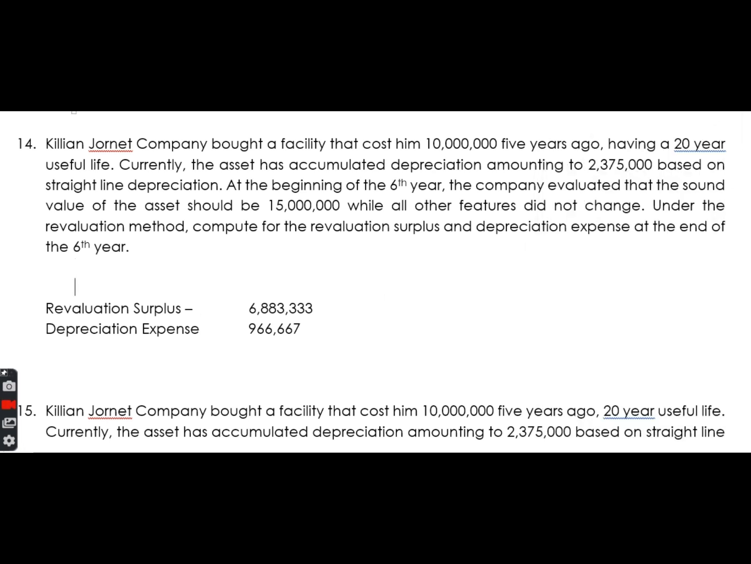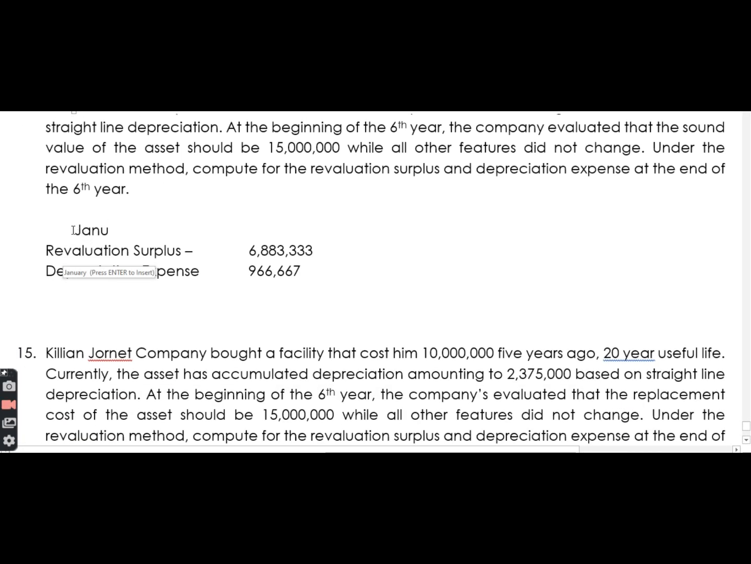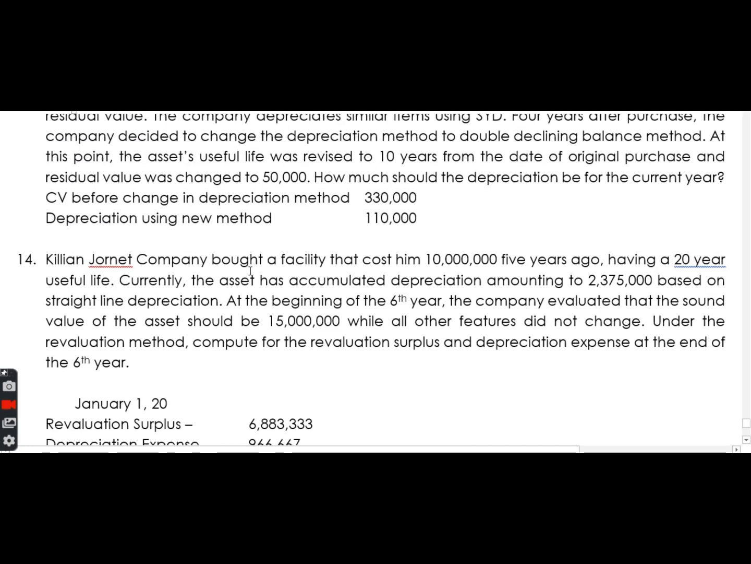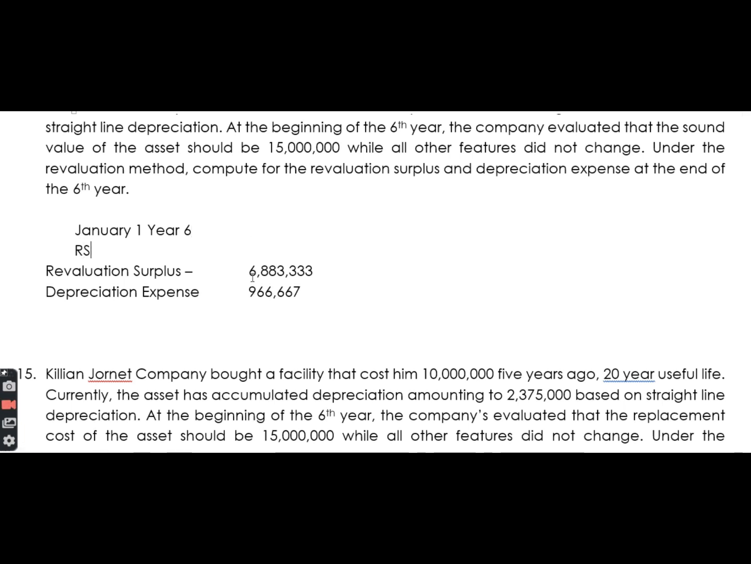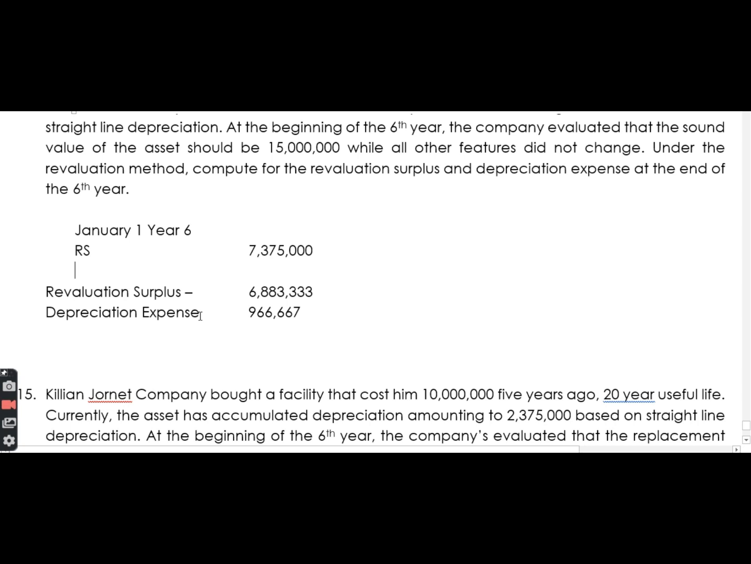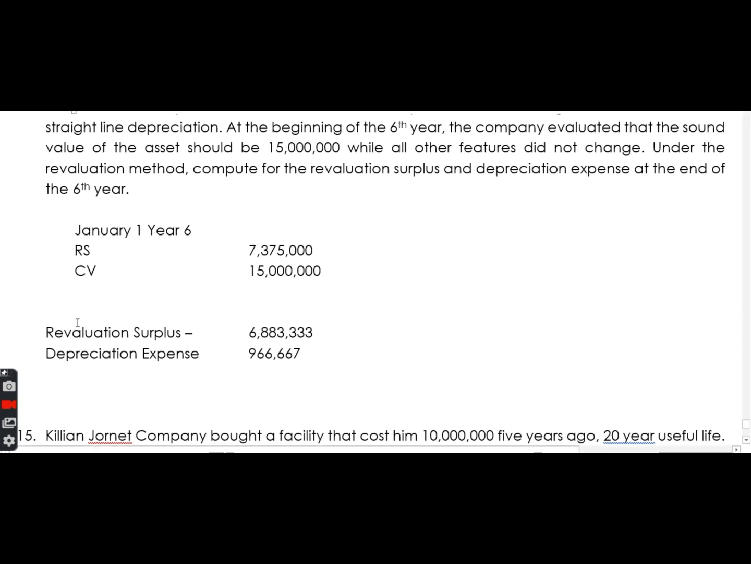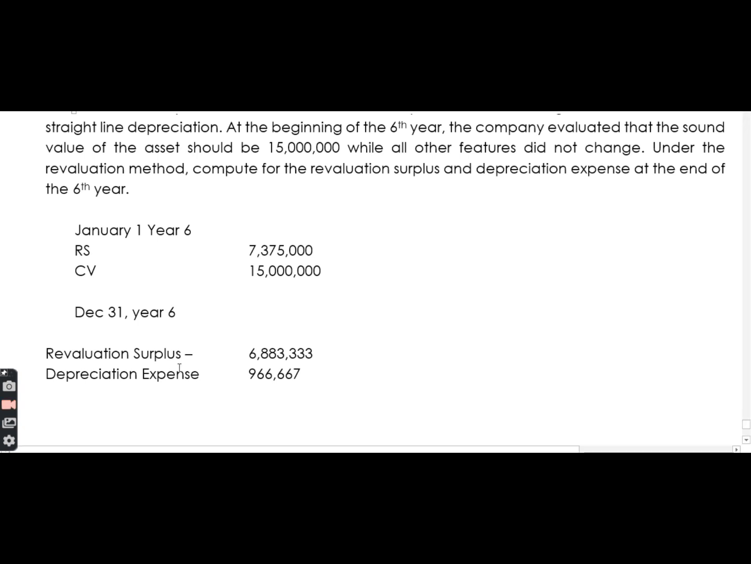So, January 1 na lang ng year 6 para mas may reference tayo. So, January 1 ng year 6, ang revaluation surplus is equal to 7,375,000. Okay? So, yan yun. Pagkatapos, ang magiging carrying value natin will now be 15 million. Okay? Pagkatapos, pagdating natin ng December 31, year 6, magkano ang magiging revaluation surplus at depreciation? Ito na yung lalabas na sagot.